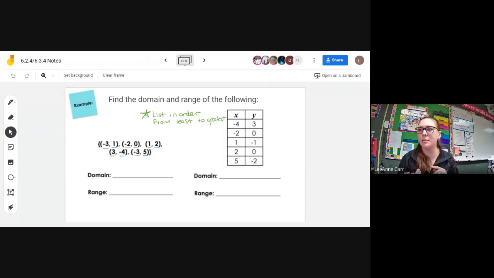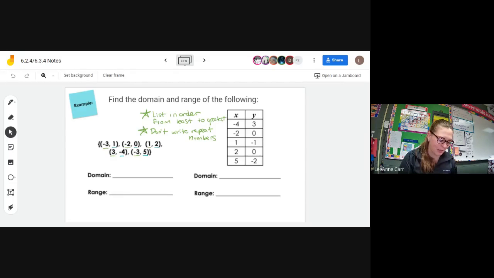So make sure it's from smallest to biggest. The second stipulation is that we don't write repeat numbers. So if you have two 8s in either your domain or range, you're not going to write 8 two times. You're going to write 8 once.